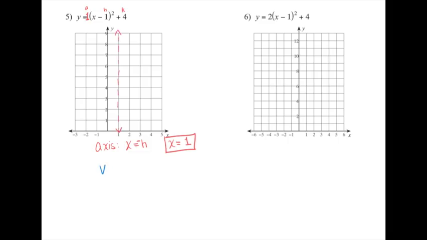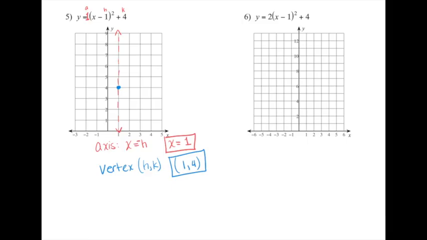My vertex. My vertex is going to be hk. Remember, it's the opposite of what you see there. So in this case, my vertex is going to be positive 1, positive 4. I don't have to solve for that. Positive 1, positive 4, and I can put that point right there. Positive 1, positive 4.